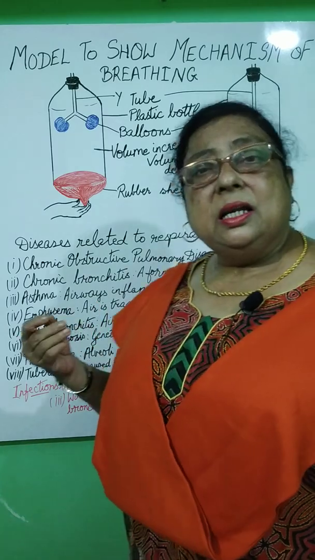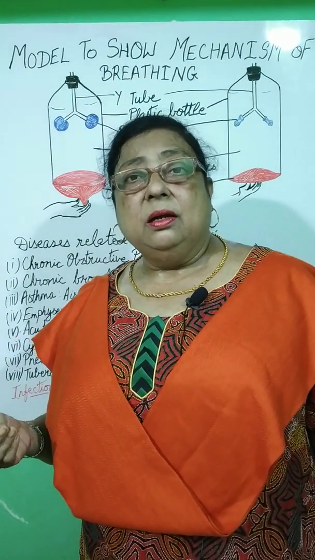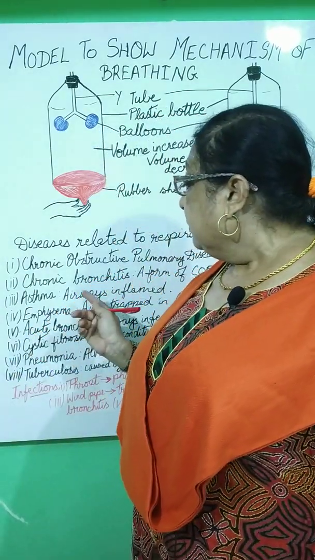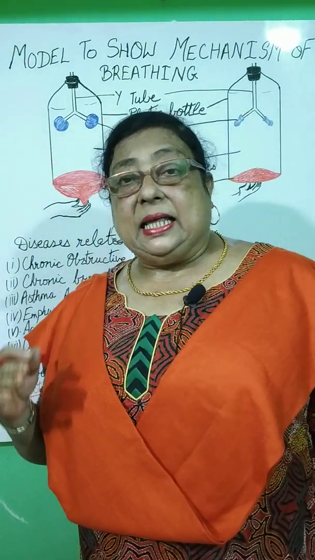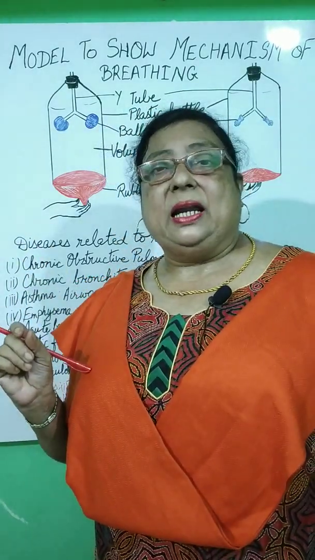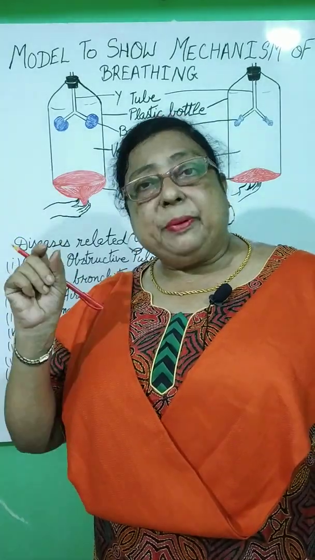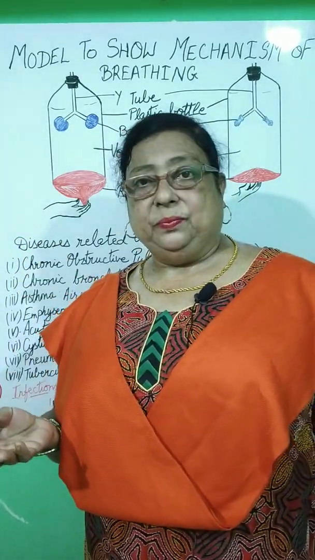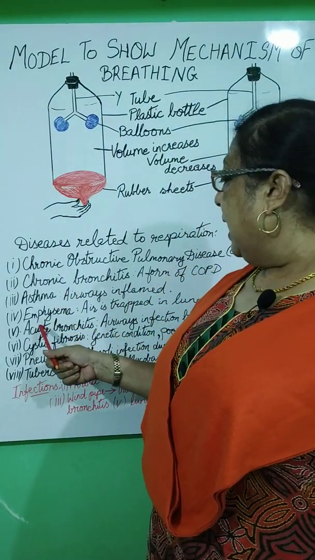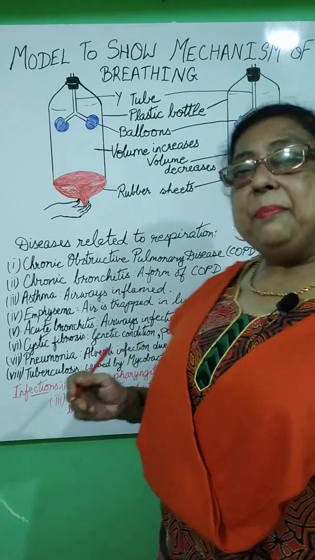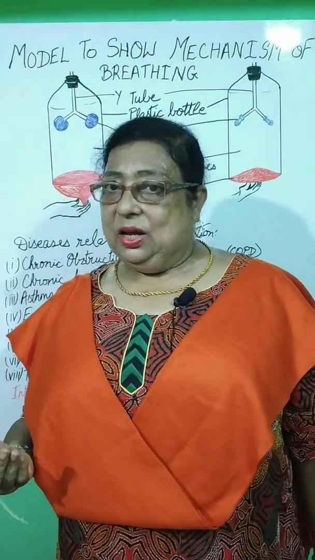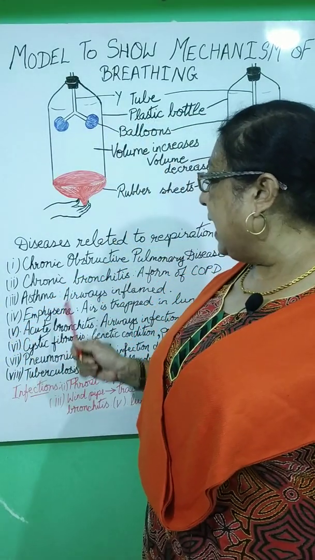Asthma: due to certain pollution or certain allergies, etc., the airways, the air passages, get inflamed, that is, swollen up. So there is less space for the air to go in and come out. So the person develops a condition called asthma. Then emphysema is when air is trapped inside the lungs and it is not able to come out. Exhaling becomes difficult. So that disease is known as emphysema.